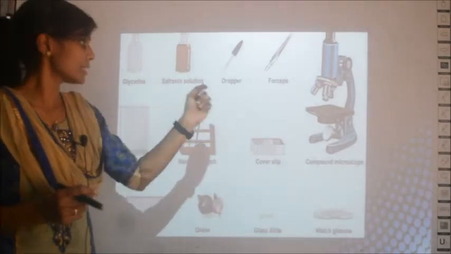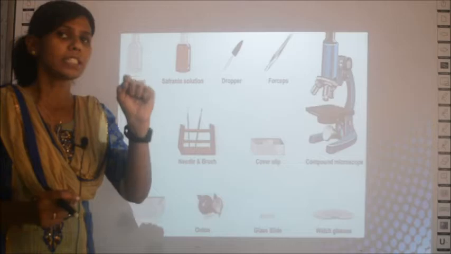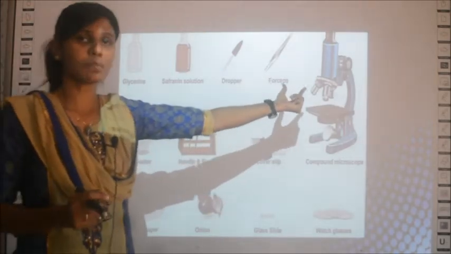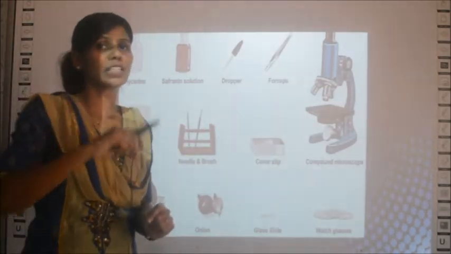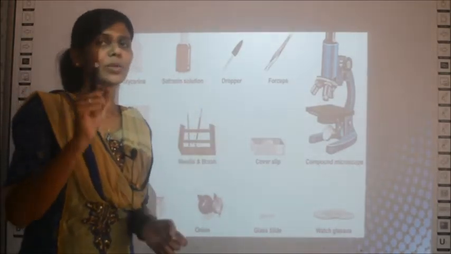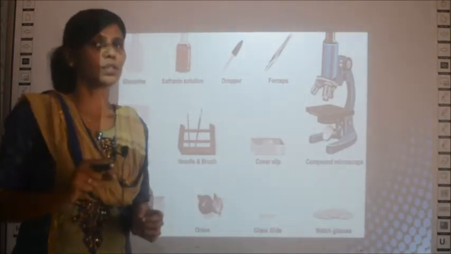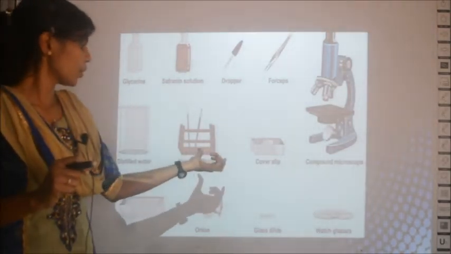Why? Along with the forceps, if the particles are very small, use the brush, because the forceps is pointed and you cannot transfer all substances. If it is a delicate substance, then you can use a brush, just touch the specimen with the brush and then transfer it to the other place wherever you want.